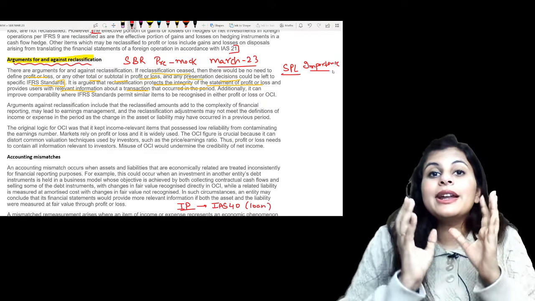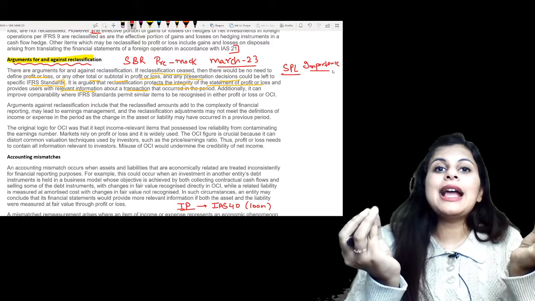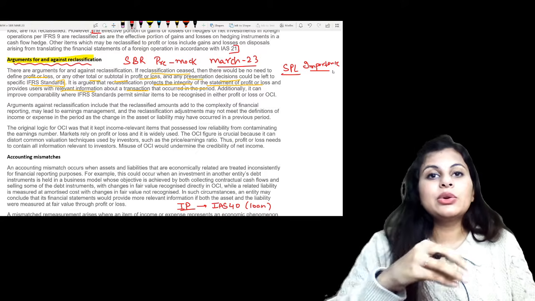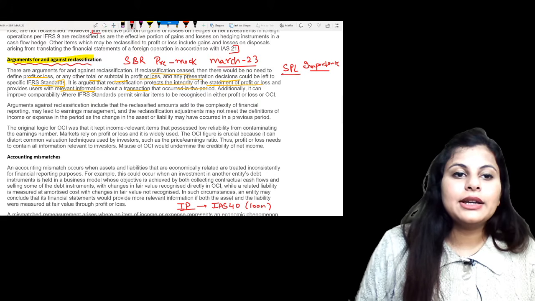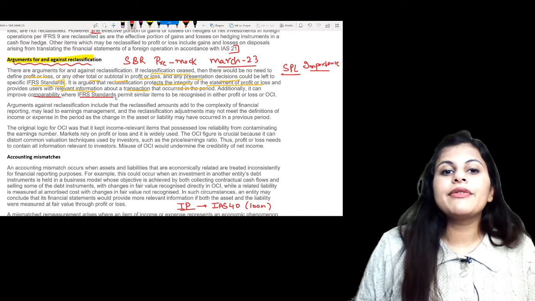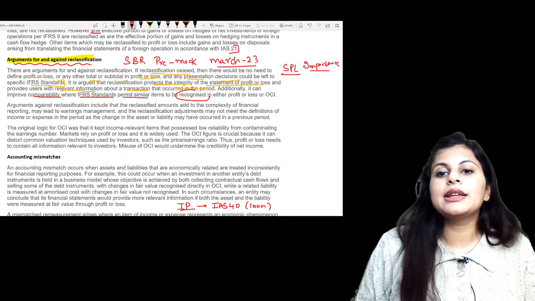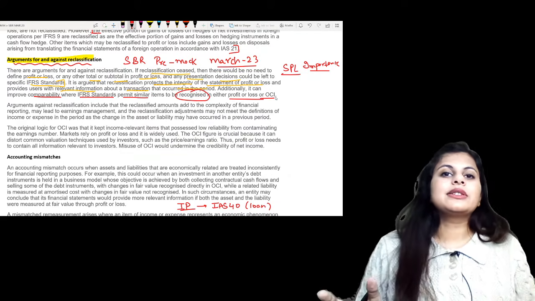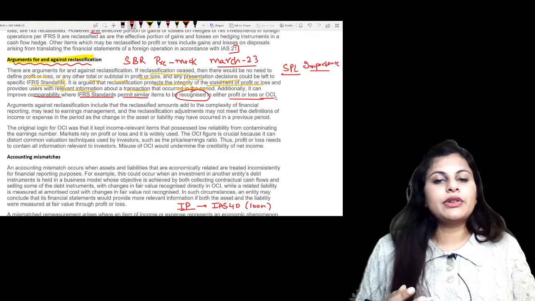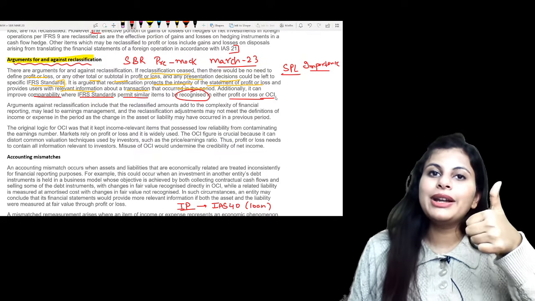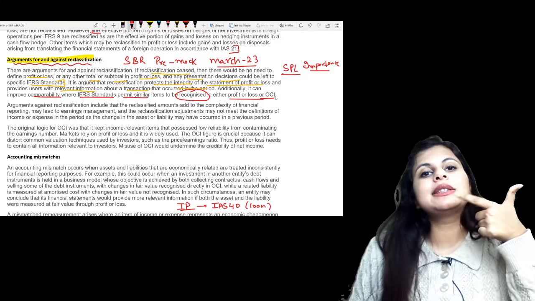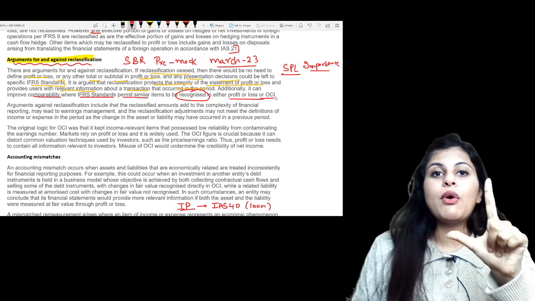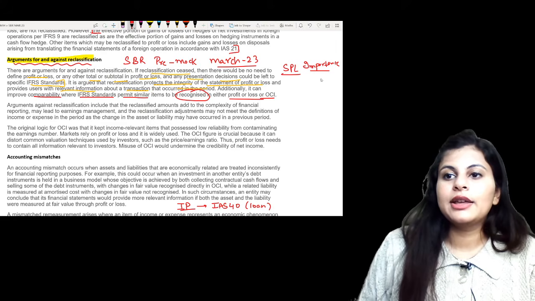So basically we are saying P&L is more important, right? It is the actual home of gains and losses. OCI was just like a temporary holder of it. Additionally, it can improve comparability, where the IFRS standard permits similar items to be recognized in either profit or loss or OCI. So it will just increase comparability. That's one thing they've said. So two things here: to maintain the statement of profit and loss importance, we do reclassification, plus to increase the comparability. These are the advantages of reclassification: importance plus comparability.